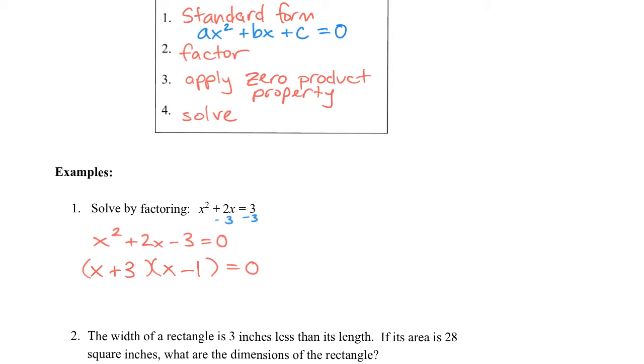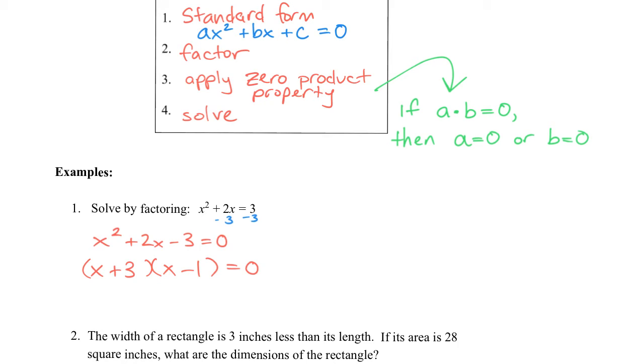Step 3. Apply the zero product property. The zero product property says, hey, if you have two numbers, and they don't have to be numbers, they could be polynomial expressions, they could be anything. If you have two things being multiplied together to give you 0, one of them has to be 0. So the zero product property says if A times B equals 0, then either A is 0 or B is 0. Has to be. There's no other way around this.